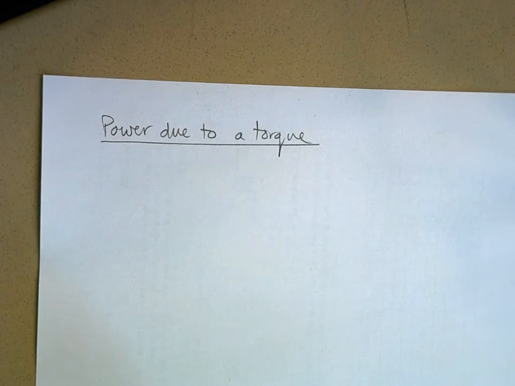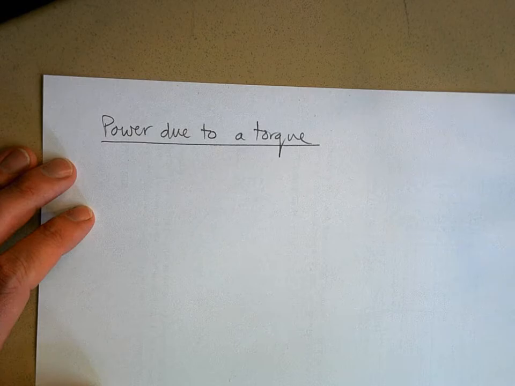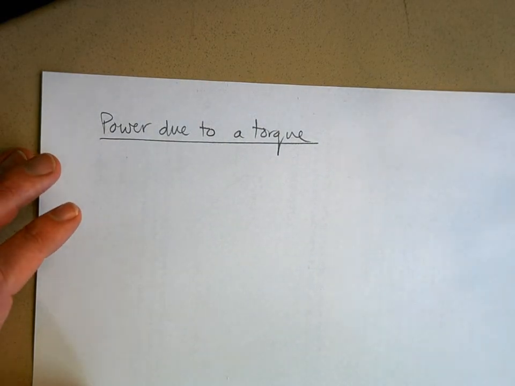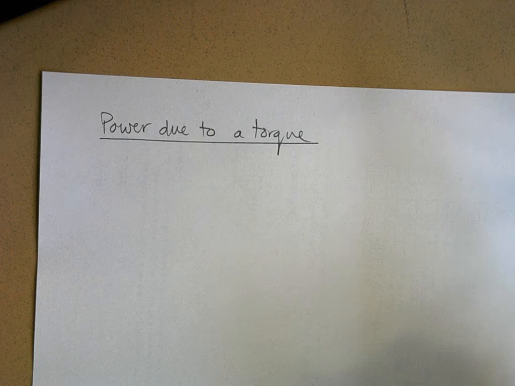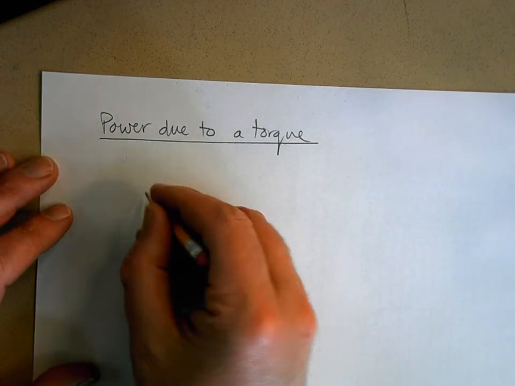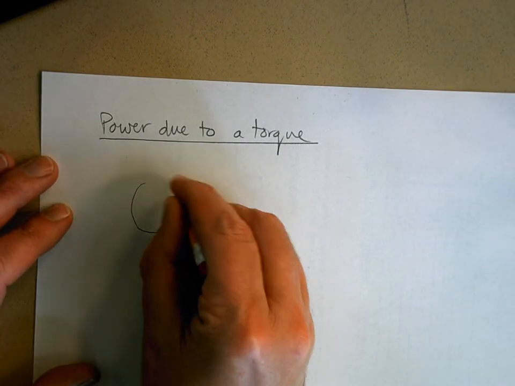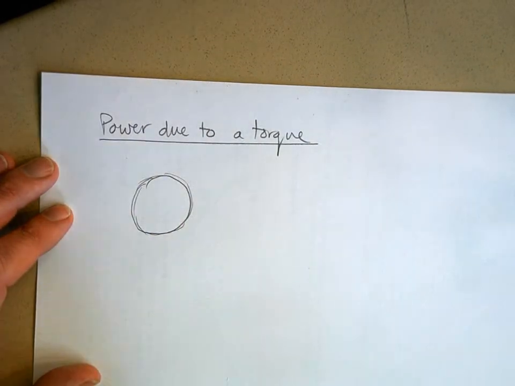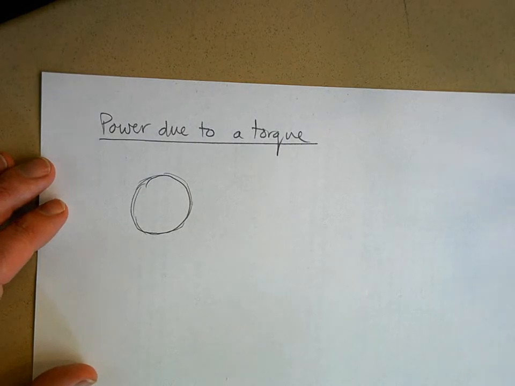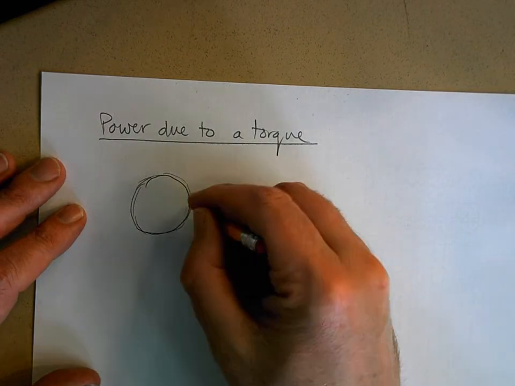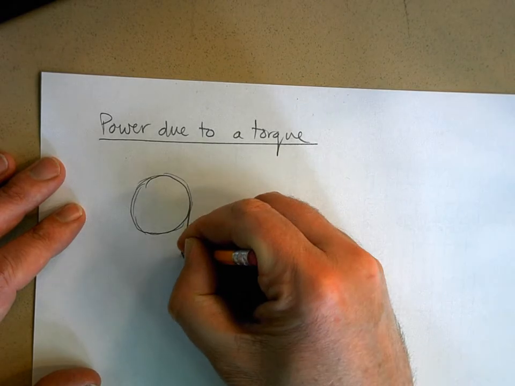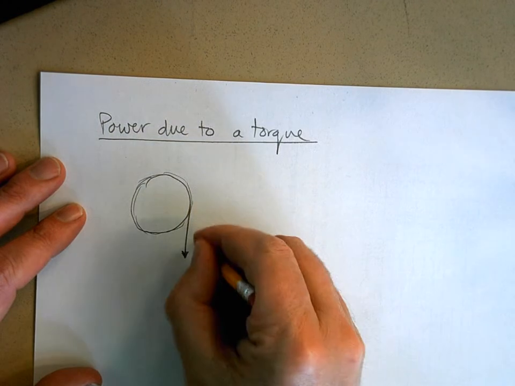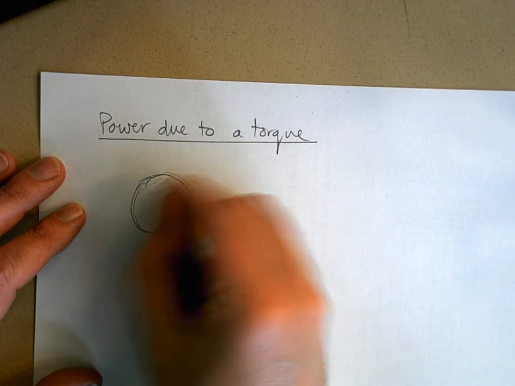Let's think about a wheel that we're going to apply a torque to. And the wheel can be a gear or a pulley or, you know, a sprocket. I'm just going to draw it as a circle. And I'm going to apply a force to it. So here's the force, and here's my wheel.